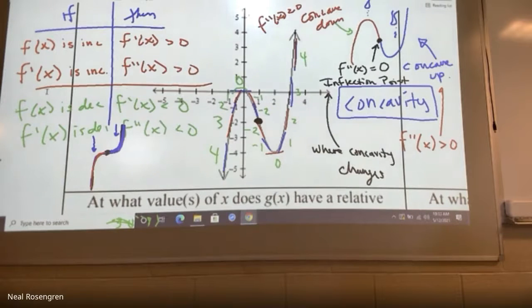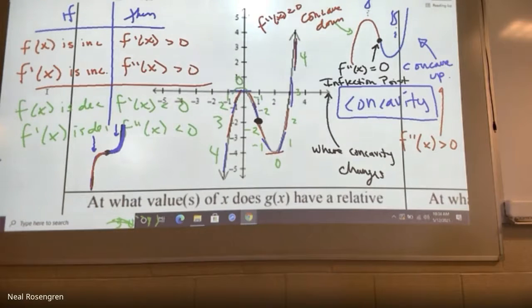And that's all we're going to do today, is worry about, okay, can I find an inflection point? Can I figure out where this graph changes something? First derivative was about changing increasing to decreasing. This is about changing from concave down to concave up or vice versa.